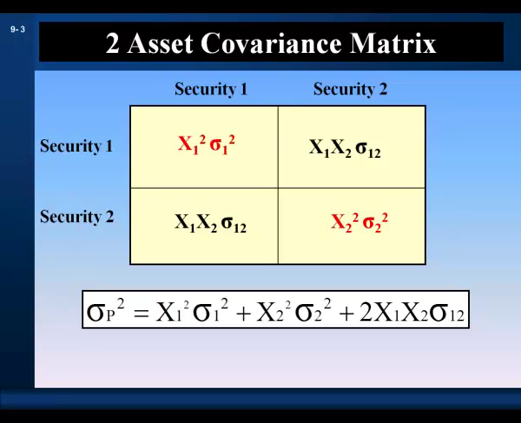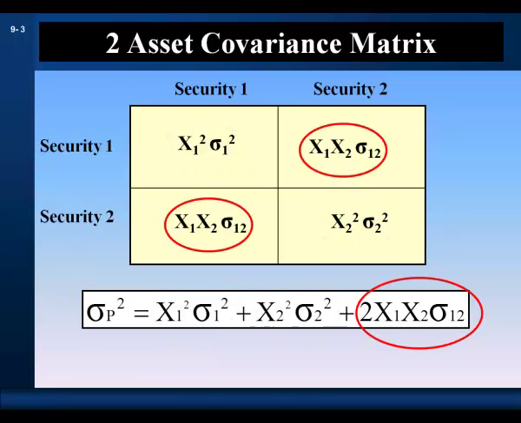In the covariance matrix, the diagonal elements are variance elements. The off-diagonal elements are covariance elements, and they're mirror images. The covariance elements come in pairs. The variance of the portfolio is the sum of the elements of the matrix. We sum the variance elements. The covariance elements are multiplied by 2 because there's 2 of them. They come in pairs.